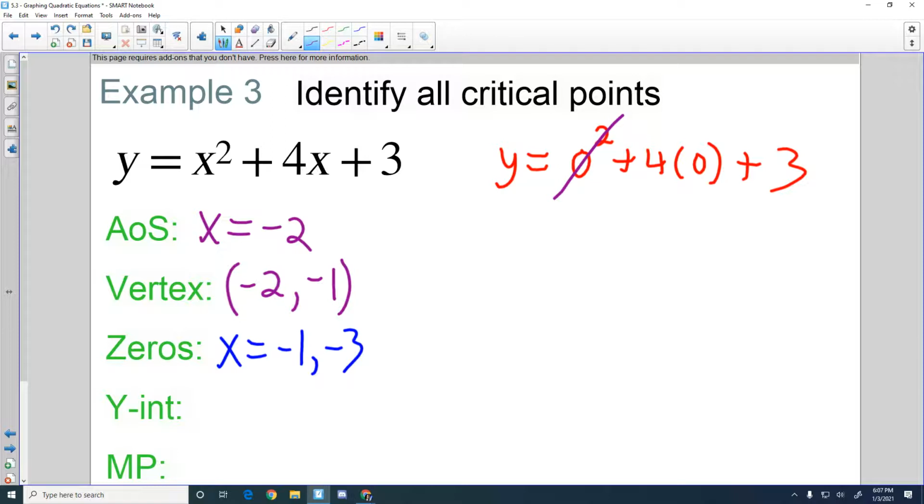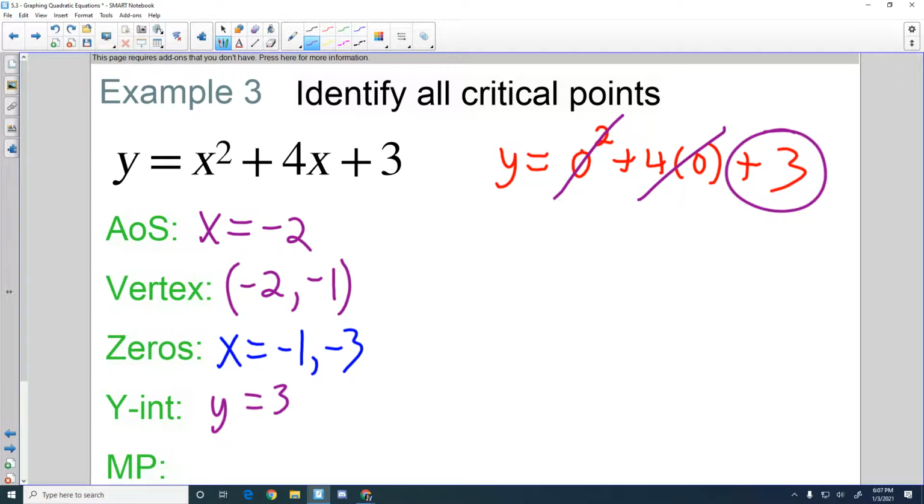It becomes nothing. That middle term, b times x, well, again, if x is a 0, it doesn't matter what b is, that also becomes a 0. It's nothing. And here's why this is so easy. Your y-intercept in standard form will always be c, because you make all the x's zeros. The only thing you're left with is that constant. So here the y-intercept is when y equals 3.